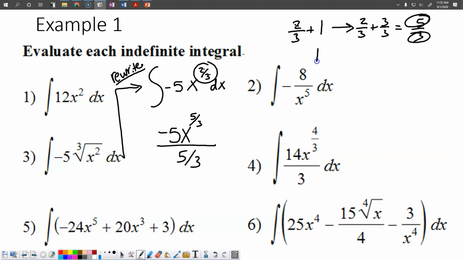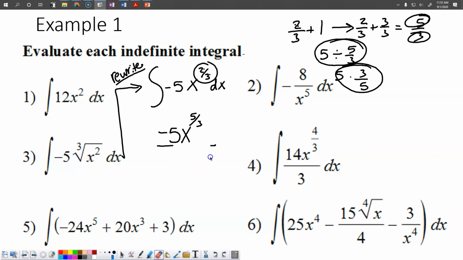What is 1? Well, let's actually say, what's 5 divided by 5/3? Well, as you guys know, we do keep, change, flip, right? So here's my point in saying this. When you're dividing by a fraction, that's the same thing as multiplying by its reciprocal, right? So how about instead of writing divided by 5/3, why don't we say times 3/5? It'll make things a little bit easier. Don't forget your plus C.